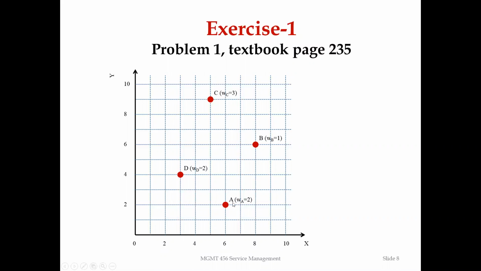And also on the map, it shows the weight for each customer location. For example, the weight for customer location A is 2, the weight for B is 1, the weight for C is 3, and the weight for customer location D is 2. So we're going to do 3 steps, right? Step 1 is calculate the median value for all the weights. And step 2 and step 3, we want to identify the X coordinator and the Y coordinator for the new facility.